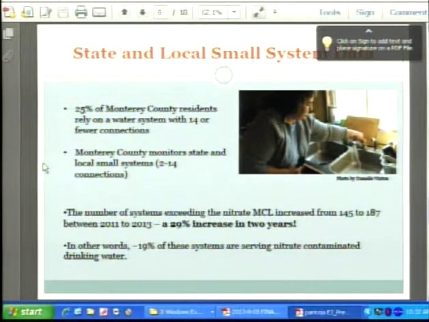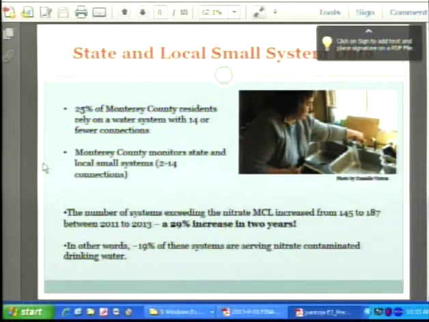In Monterey County, what I identify as at least my challenge as an outreach provider is we have 900 state and local small water systems, so all of these have fewer than 15 connections, and to do outreach to every single community that is at risk of nitrate contamination or already has it in this system is extremely overwhelming. We don't have the staff to do it.